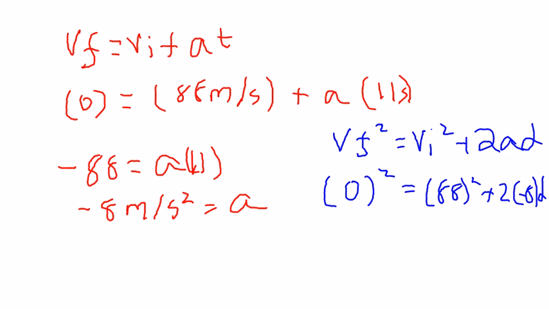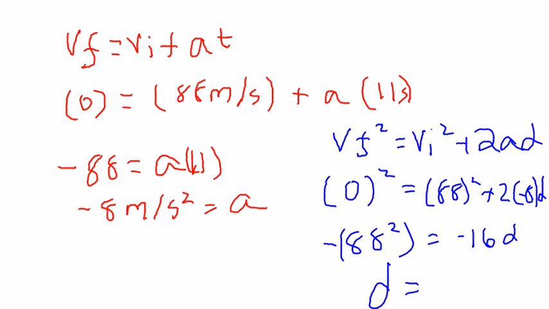So you're going to have to solve all of that through. Negative 88 squared is going to go over here. You're going to be left with negative 16d on this side. When you divide that out, you get a displacement of 484 meters, or you could round it off to 480 meters. There you go, it's done.